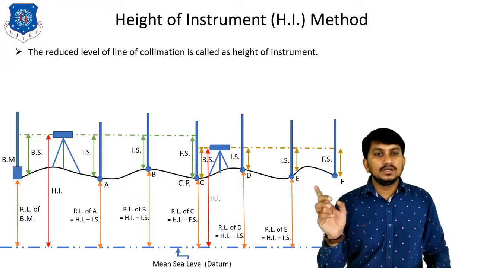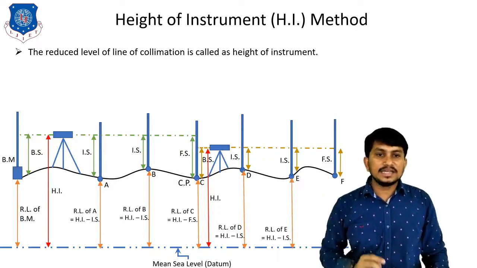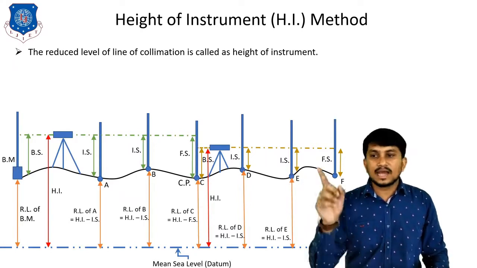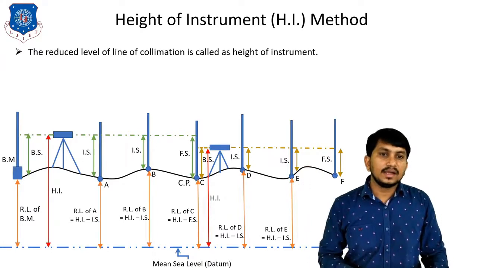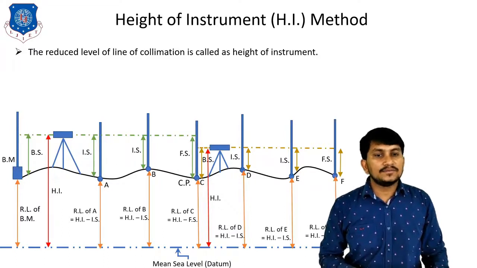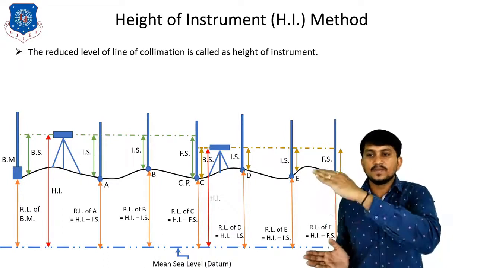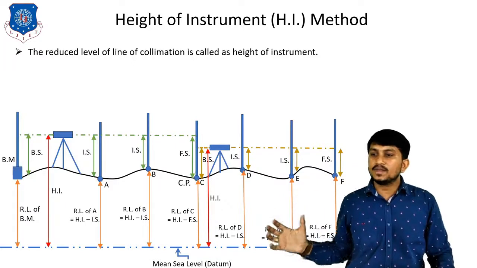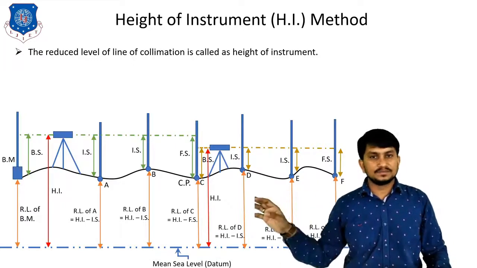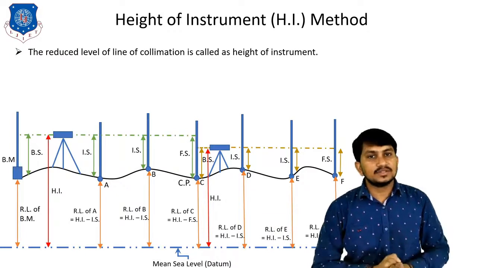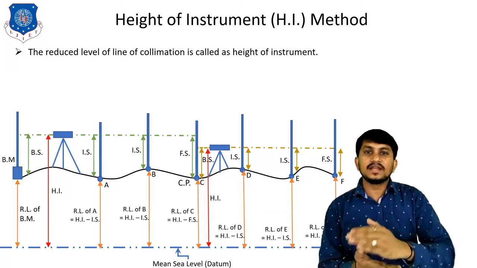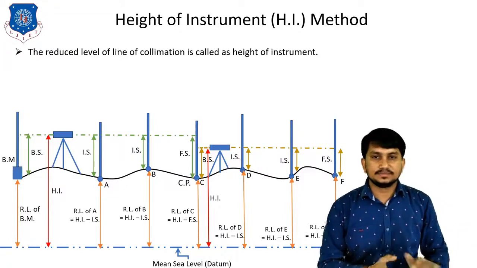To find out the RL of E, we can calculate it by HI of this setup minus IS at E. And to find out the RL of F, we can calculate it by HI minus FS. This is how we can calculate the RL of all points. This is the HI method, where HI is calculated first, and using HI we can calculate the RL of all points.